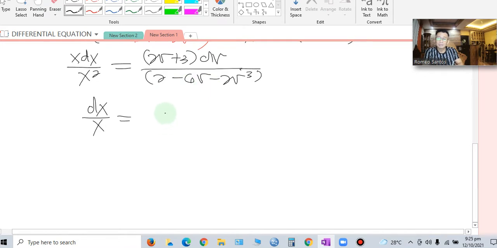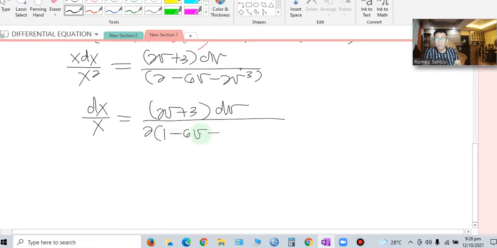While this one, pwede natin factor out ito. Diba? We can factor out 2 sa baba. So, we have (2v plus 3) dv over 2 times (1 minus 3v minus v cube). Factor out natin yon. So, hindi na to 6. Yung material dito is 3, while dito is just v cube. Okay? Yung 2, ilabas natin. Siyempre, matitira dito yung 3. Ito na nga. Ayan. Napakaganda na ng equation natin.